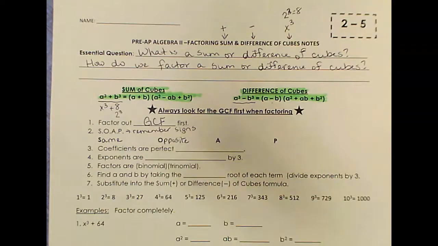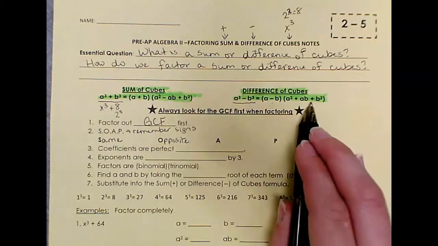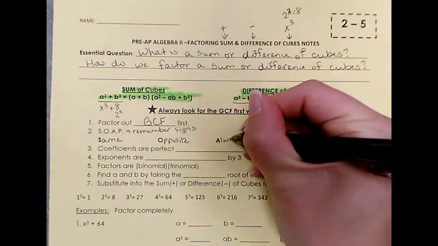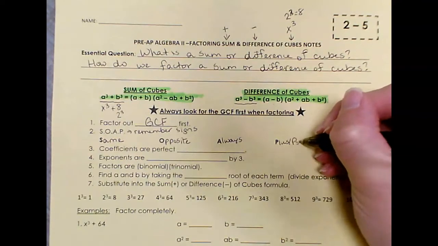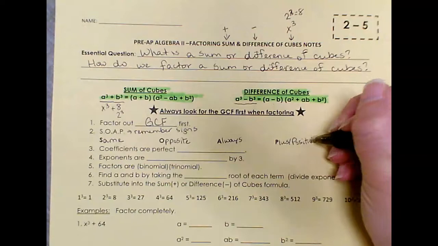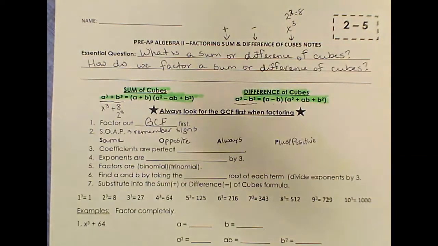And then finally, the last sign is a plus and a plus. So it's always either plus, or you can think always positive. Either is fine.